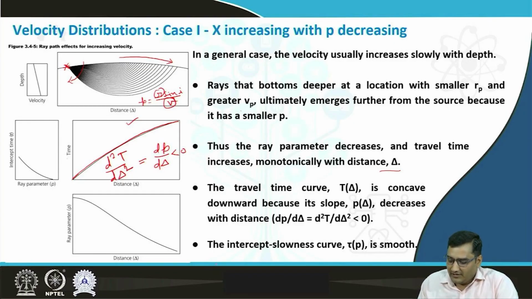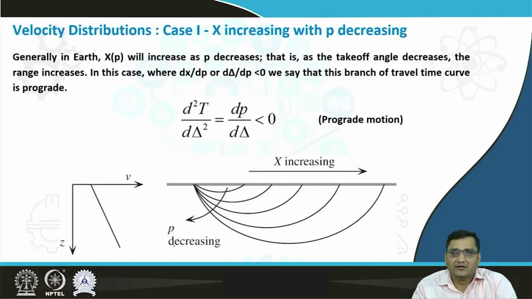Now if you look at these things on the intercept slowness curve, it will be somewhat like this, and it will be smooth. And on the ray parameter distance plot, since the ray parameter is decreasing with distance, it should be somewhat like this. Now generally in the earth, the offset distance with respect to ray parameter will increase as p decreases. That is what we learned. That is, as the takeoff angle decreases, the range increases.